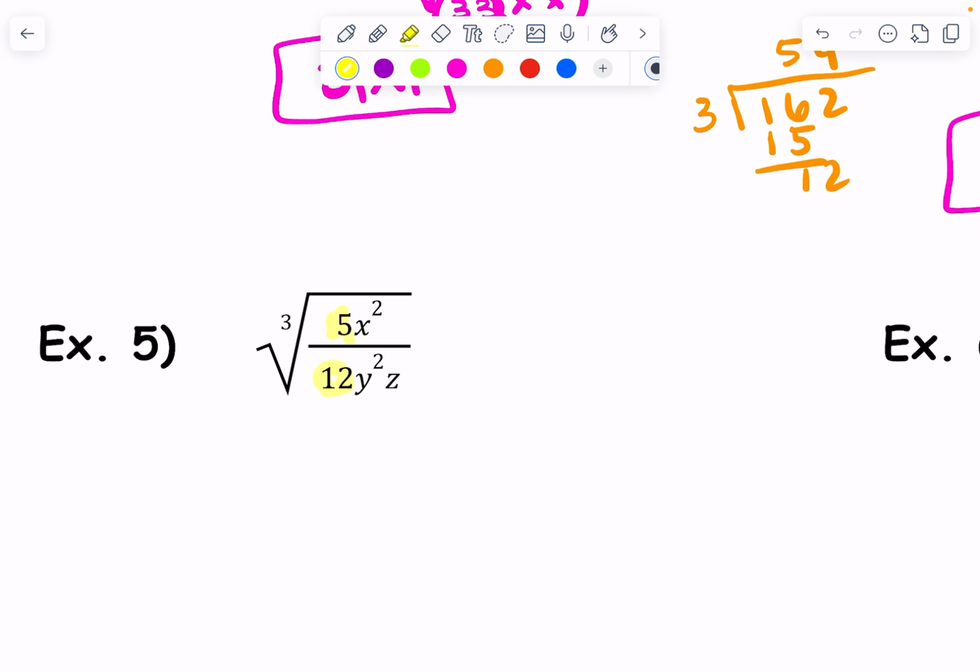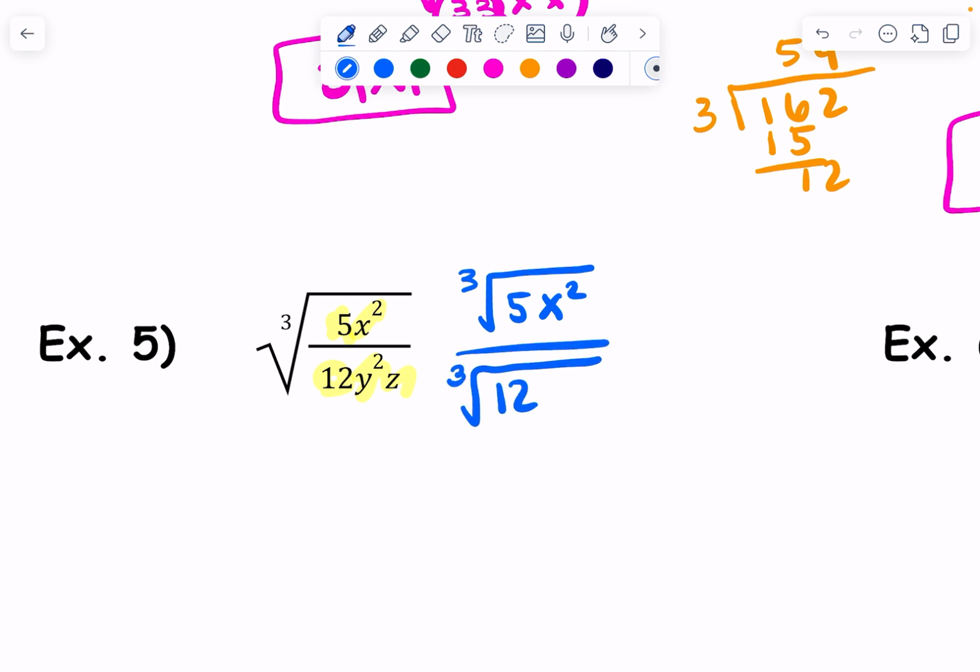Now on this one, as we look at it, the 5 doesn't have anything in common with the 12. The x squared doesn't have anything in common with these guys. So we're not going to keep this under one roof. We're going to put it under 2. So now we're going to go backwards, right? We're going to go the other way. So we'll have the cube root of 5x squared, and then we'll have the cube root of 12y squared z.